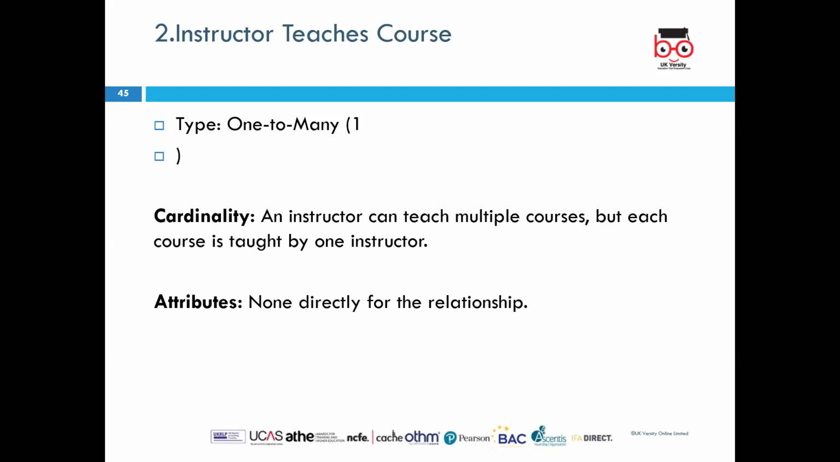So again, we have instructor teaches courses. What type of relationship is this? It is a one-to-many. The cardinality presented here is that an instructor can teach multiple courses, but each course is taught by one instructor at a time. Attributes here, none of them directly for this relationship.